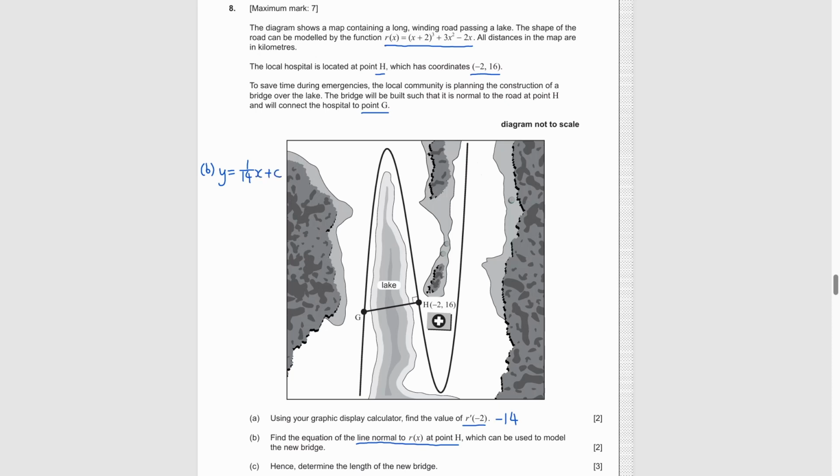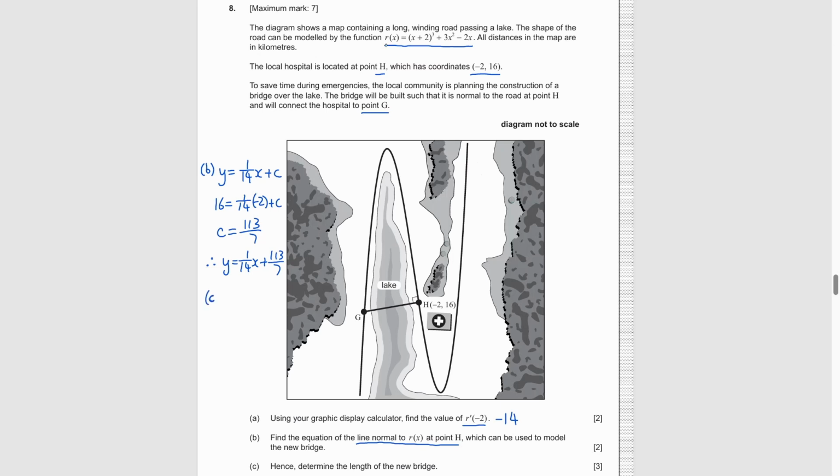We can write the equation of the normal as y equals 1/14 x plus c. By substituting the coordinates of point h into the equation, we can find the value of c and therefore the full equation of the normal line.